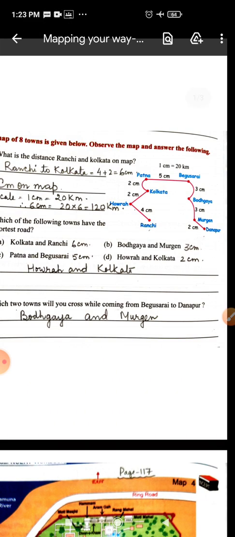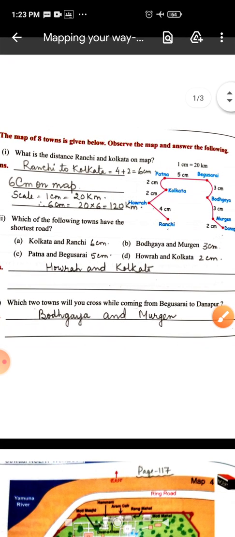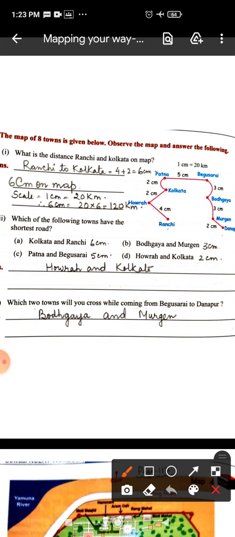Children, here you can see the map of 8 towns, and this is the unit that is used to draw this map. On the basis of this map you have to answer the following questions. First one is, what is the distance between Ranchi and Kolkata on the map?